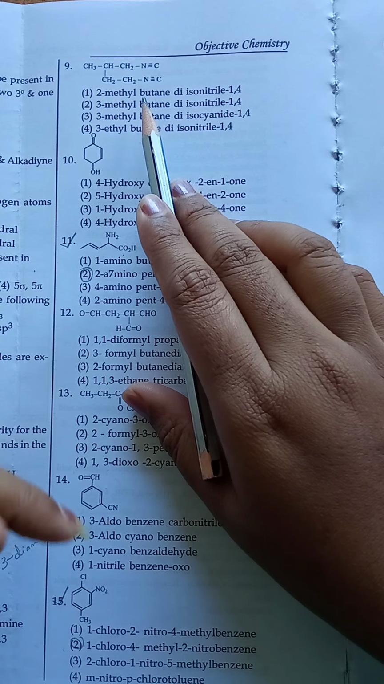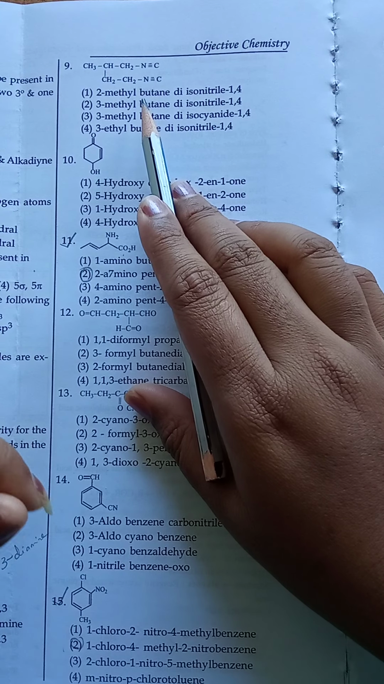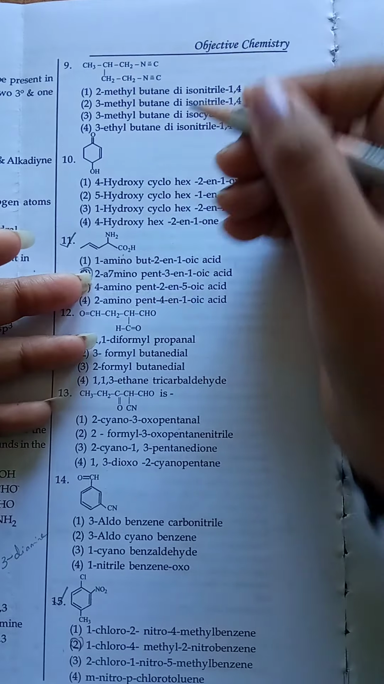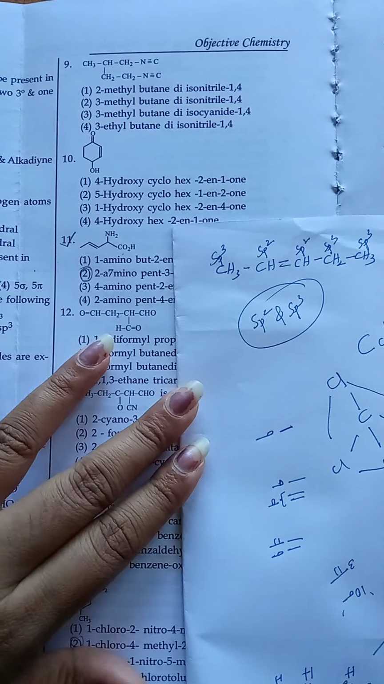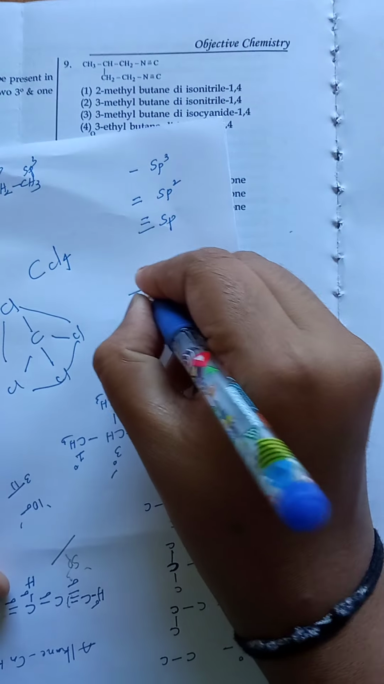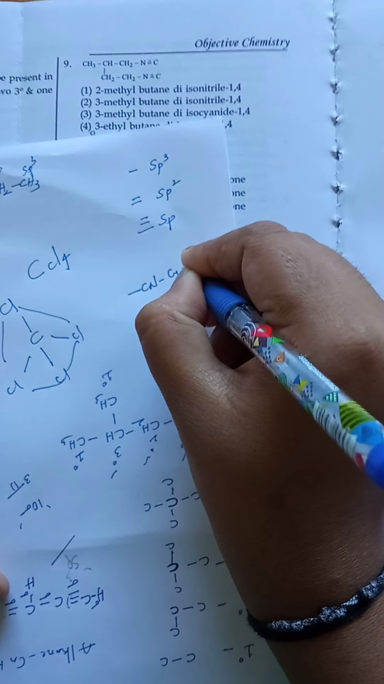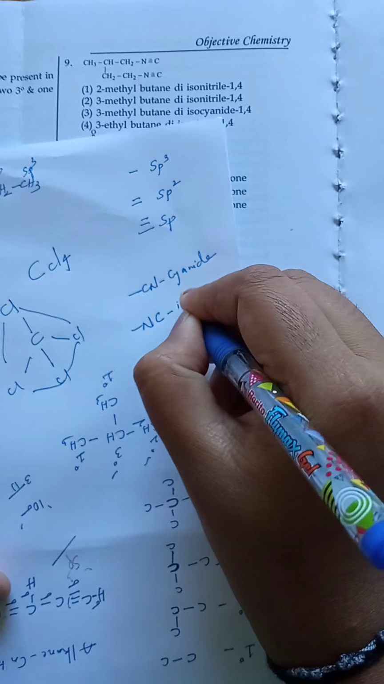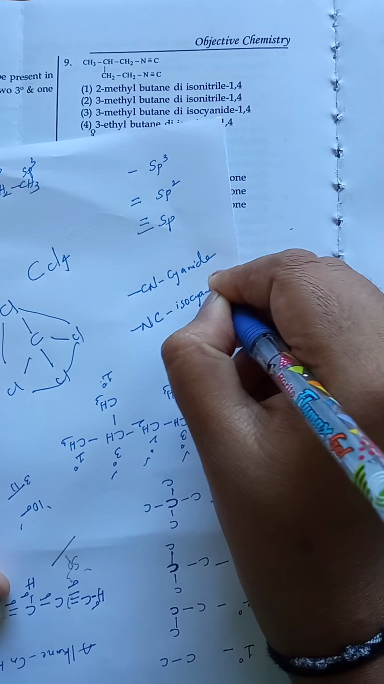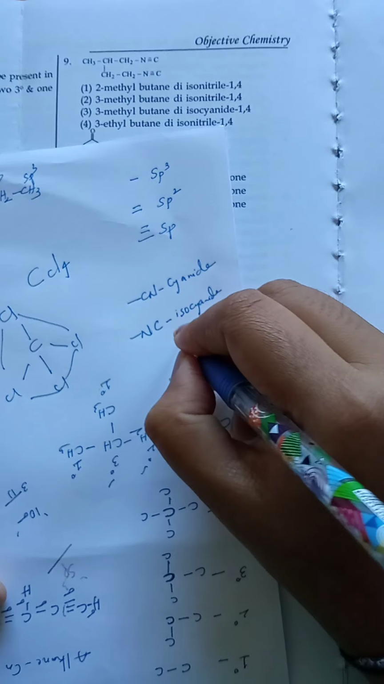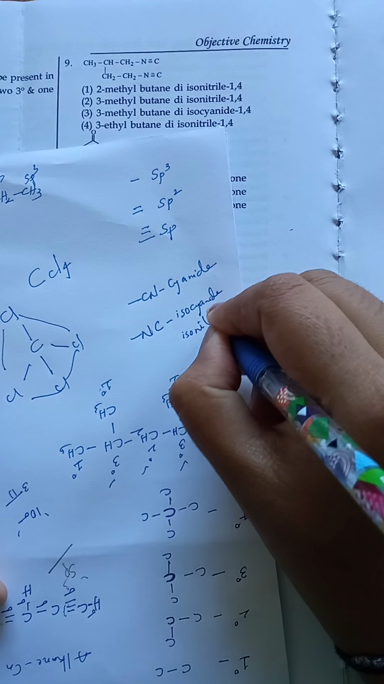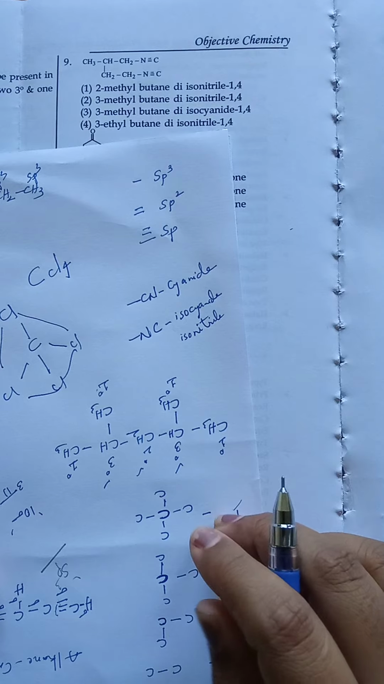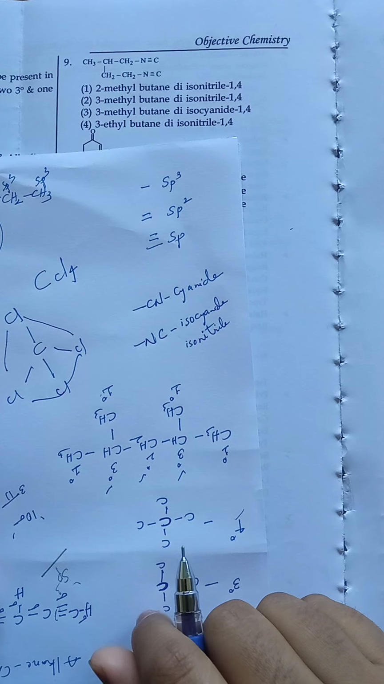Here also we want to select a parent chain which covers the substituent or functional group. Here the functional group is isocyanide. If CN is present, that is called cyanide. If NC is present, that is called isocyanide, or we can also call it isonitrile. Isocyanide or isonitrile. Understand? Now based on that we want to give its name.